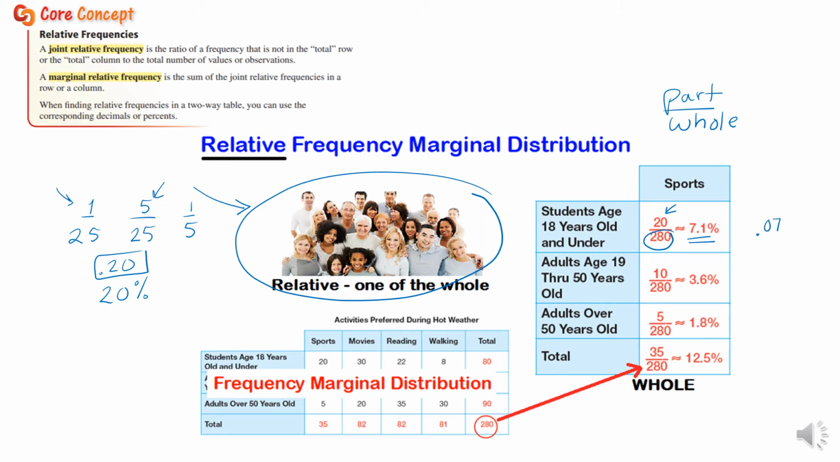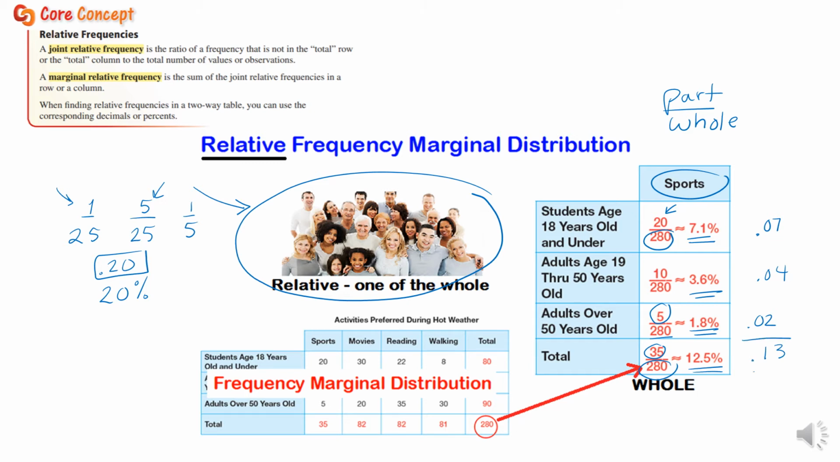Okay, then adults 50 and older, 5 out of the 280. That was the part that I got in my joint. That was my joint frequency over the whole, which was my total, and that would be 0.02 because we had rounded. Okay, then notice that the total of the people that did sports out of the total that I interviewed was 35, and that will give me this percentage, which is these percentages added up. Okay, so if I did this one, it'd be 0.04, and this would be 0.13. And if you add that up, it would equal 0.13. Okay, so that's important to remember.